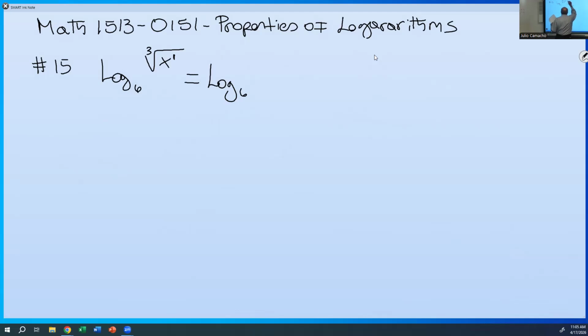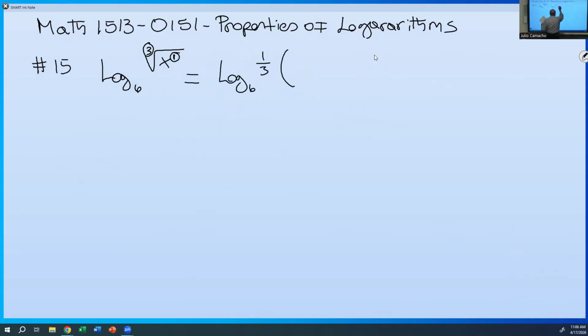We already said that when you go from radical to exponential, the index is always the denominator, and the exponent of the radical is the numerator. So that will be equal to x to 1/3. Then my next step, I will use the power rule to move this 1/3 to the front. That will be log 6 of x to the 1/3.